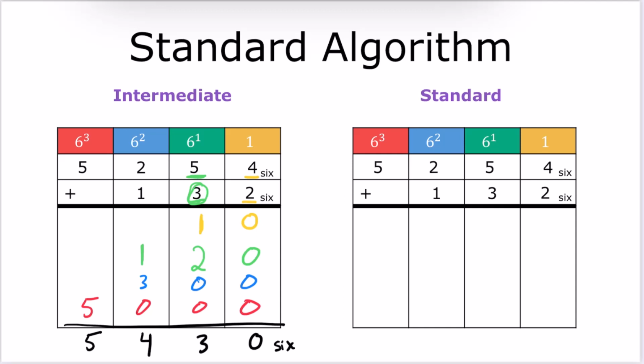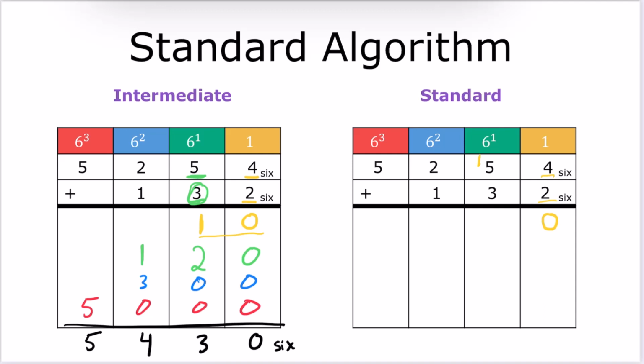If you were to use the standard algorithm, you would say, okay, well, 4 units plus 2 units is 6 units, which means that I'm going to have a 0 in the ones column and a 1 in the sixes column. So instead of writing the 1 down here, I'm going to write it in the sixes column and then add all of the sixes together all at once.